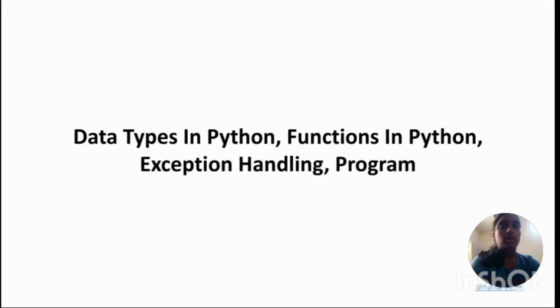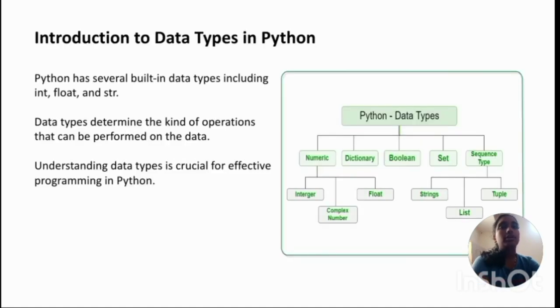Today I am going to talk about data types in Python, functions in Python, exception handling, and a program. Introduction to data types in Python. Python has several built-in data types including int, float and string. Data types determine the kind of operations that can be performed on data. Understanding data types is crucial for effective programming in Python.